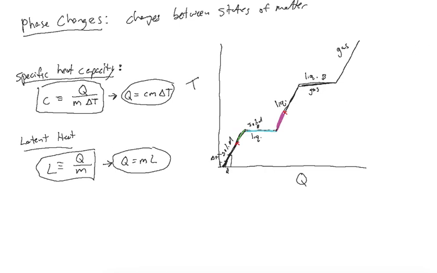So if you were asked what's the total Q that has to go in there, it would be this Q, the green Q for the solid, it would be the blue Q for the latent heat, right? And then it would be plus this Q for the liquid part, right? Liquid part.